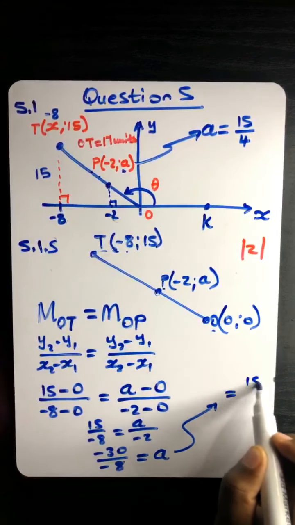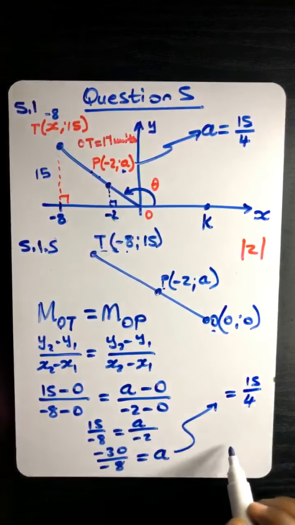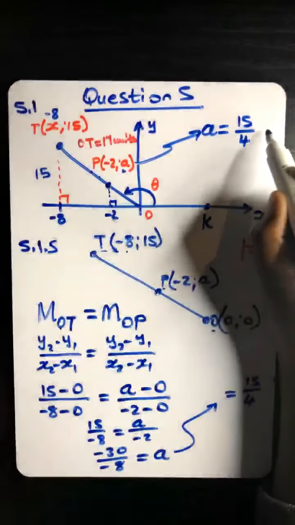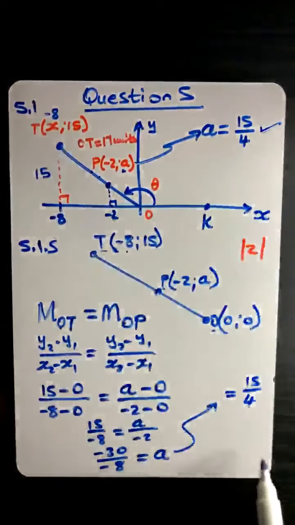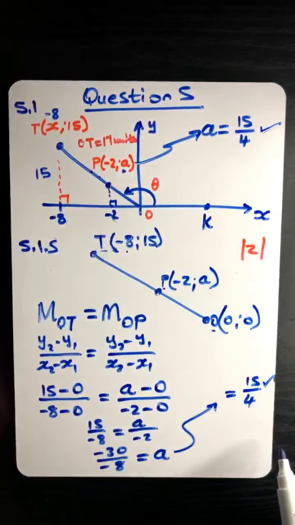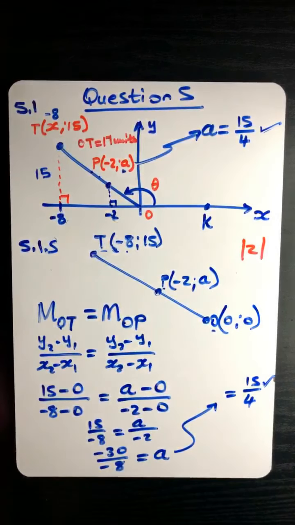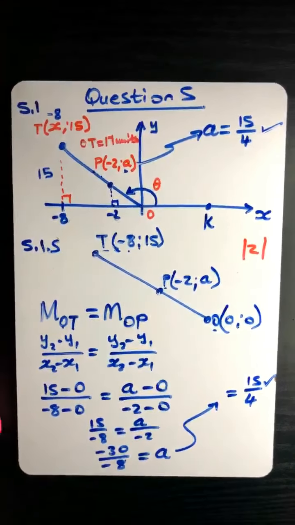It's 15 over 4. So can you see, it gives me the confidence to say this answer is correct, because I've applied two methods to calculate that. Did that make sense to everyone? Are you guys happy with that calculation?